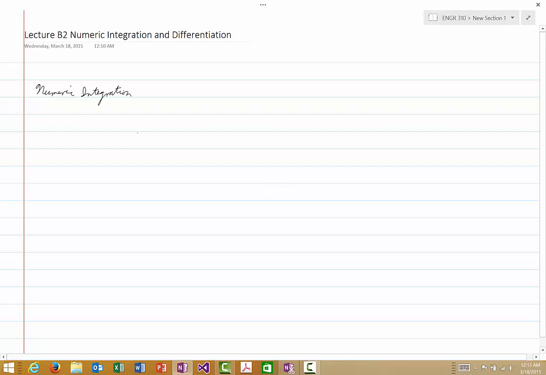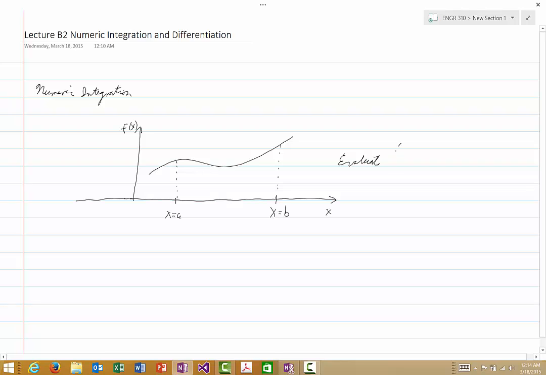So let's suppose that we have a function f of x and that we want to integrate this function from some point x equals a to x equals b. So here is x equals a, and here is x equals b, and we want to evaluate the integral from a to b of f.